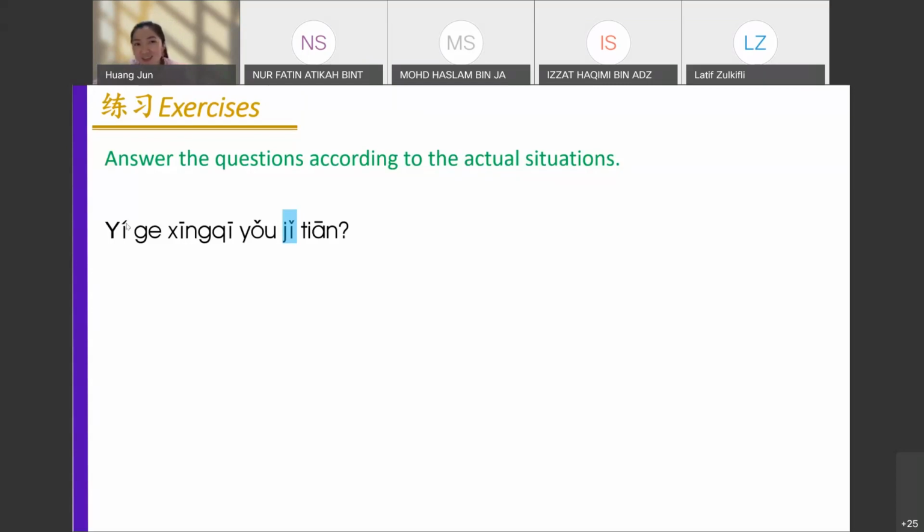Let's check. 一个星期, what's the meaning? 一个 is used for counting. So you translate it as 一 and 星期, which is already enough. 一 means 1. 星期 means week. So 1 week has how many days inside? Can you tell me the answer? Can you answer in a full sentence? 一个星期有几天? Can you type the full sentence? That's the answer for me.